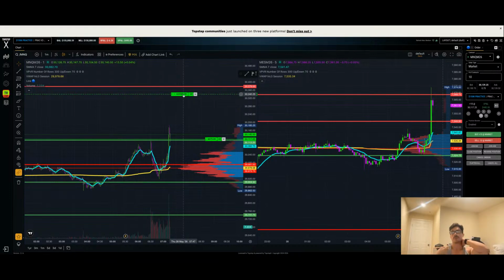At 340, 20 points less than what Gamma is telling us, where dealers or options participants are positioning themselves. That was incredible, you guys. Thank you, Donald Trump, I guess.